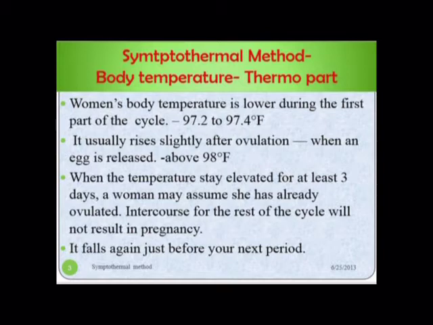next period. To determine the infertile time before ovulation, a woman needs to look at her pattern of previous cycles. Her last safe day is 1 week before the earliest recorded day of temperature rise, or 5 days after the first day of her period.